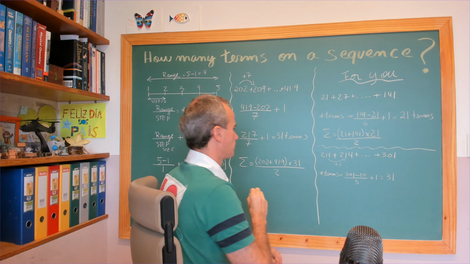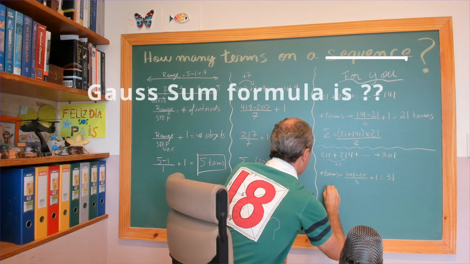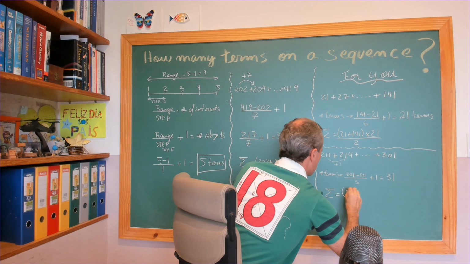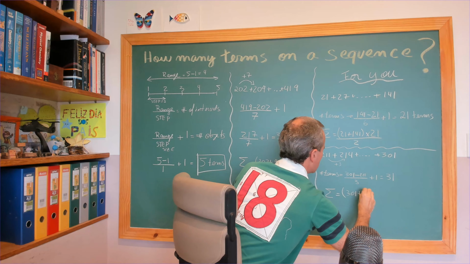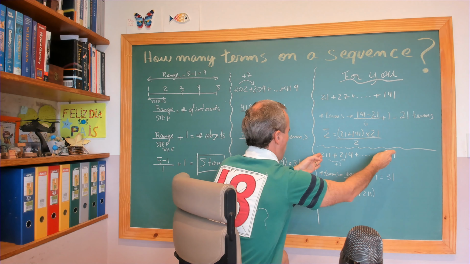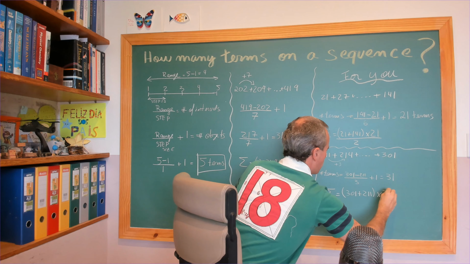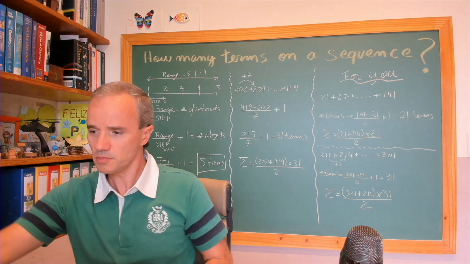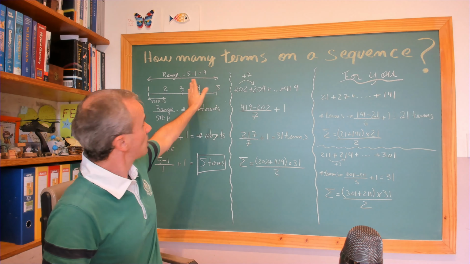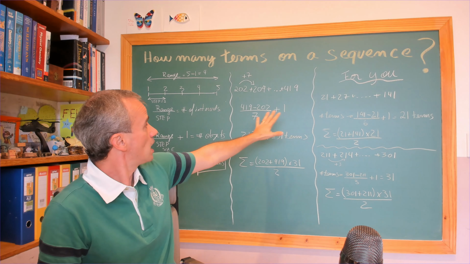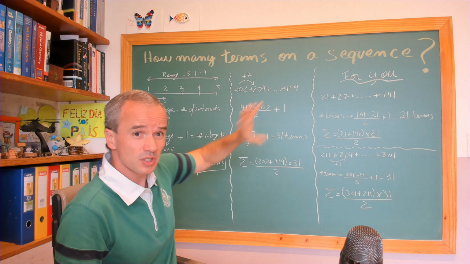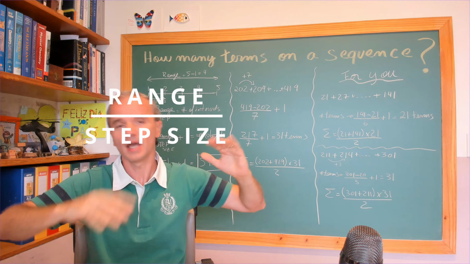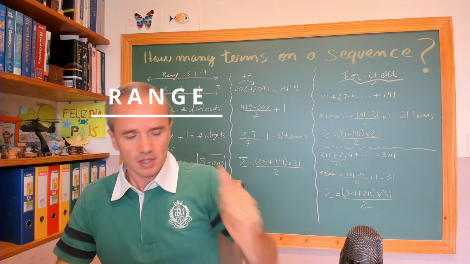31 terms. Now we have to do the sum. The Gauss sum, right? Something simple. The last plus the first, it just adds the pair, right? The sum, multiplied by how many terms, divided by 2. That is all I wanted to teach you for this video. So if someone asks you the number of terms in a sequence, now you know. We just have to get the range divided by the step size and add 1.